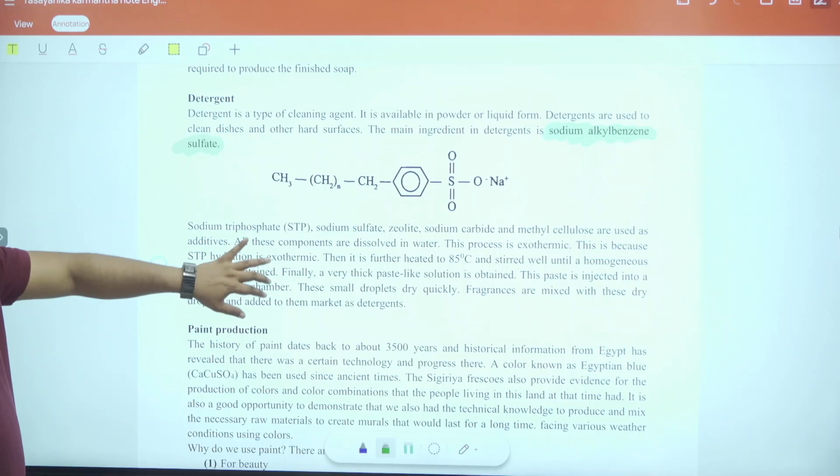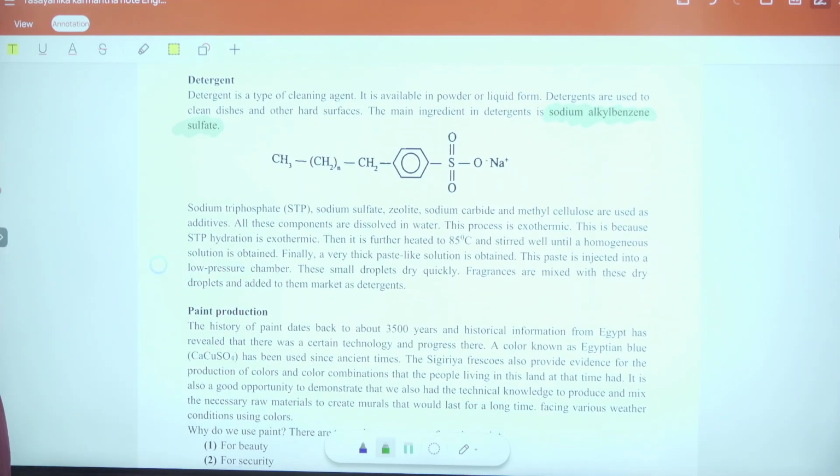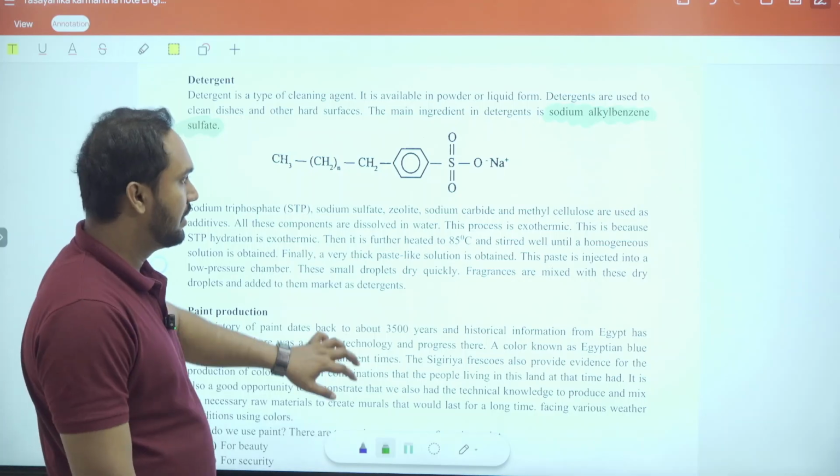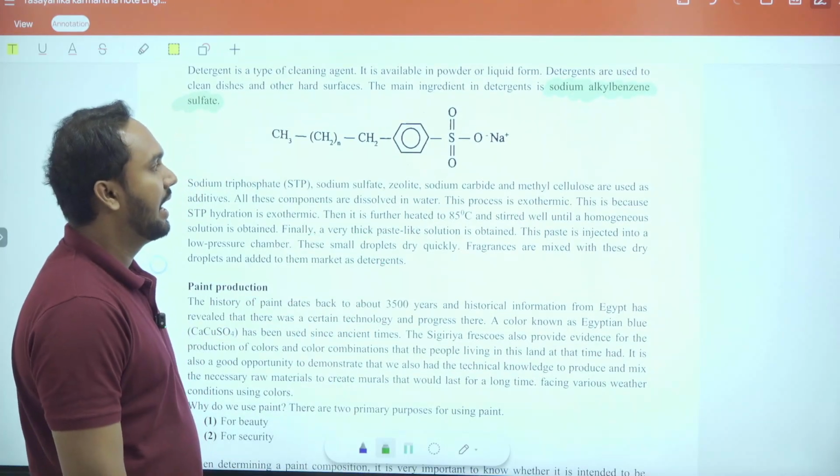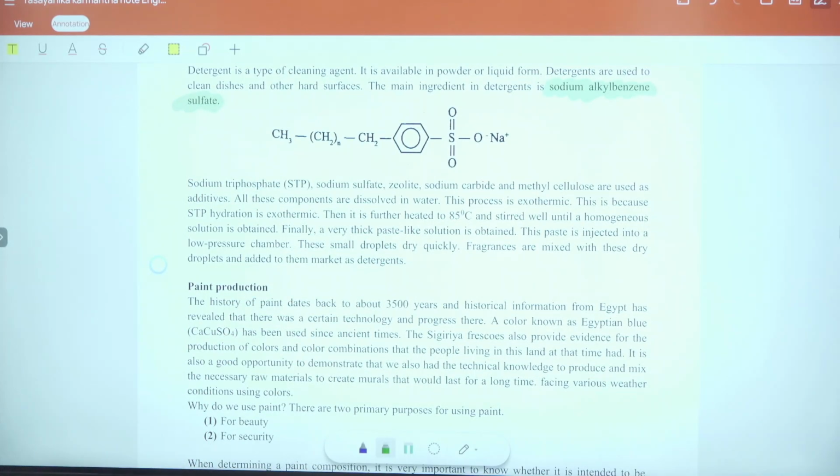STPs are different. Sodium triphosphates are the STPs, right? So sodium triphosphate, sodium sulfate, zeolite, sodium carbide, and methyl cellulose are used as additives, right?